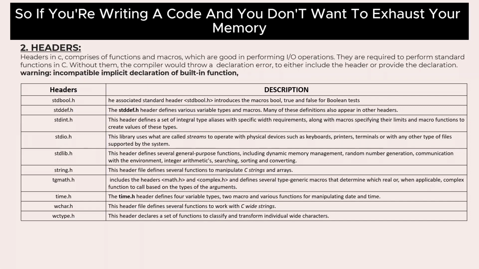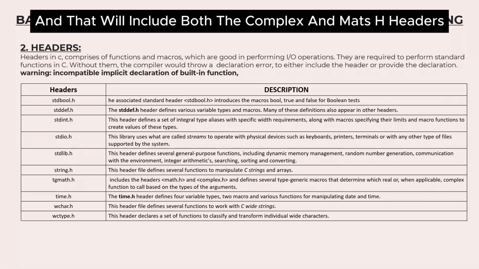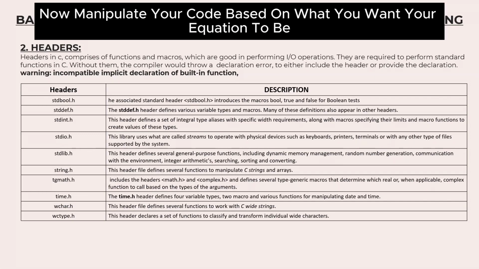So if you're writing code and you don't want to exhaust your memory by specifying a lot of headers, you can just say tgmath.h, and that will include both the complex and math.h headers. And you can then manipulate your code based on what you want your equation to be.